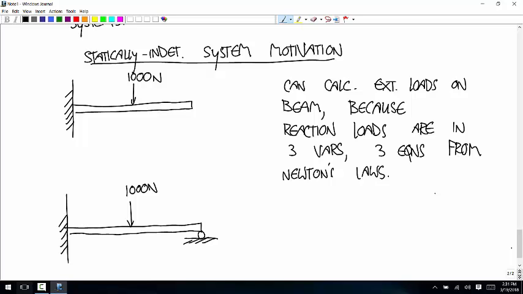But it turns out that this is 3 equations for 4 variables, and you can't solve it with statics alone.